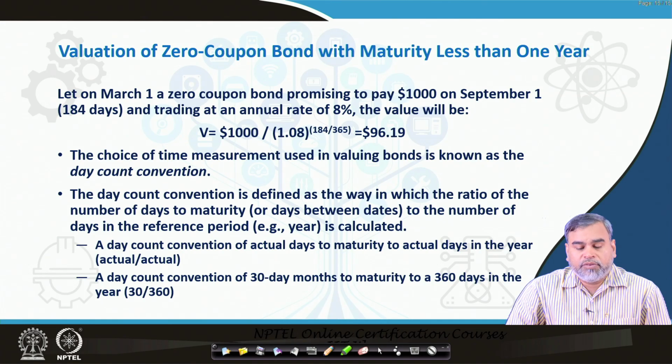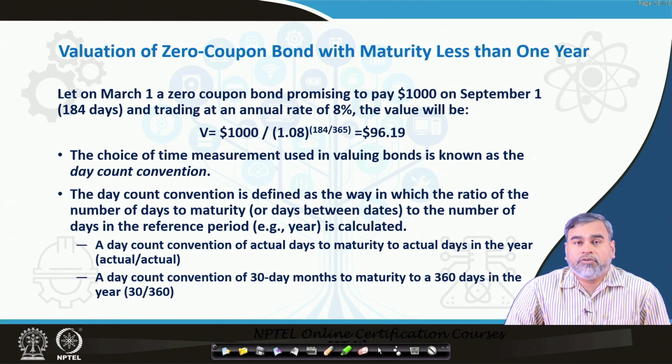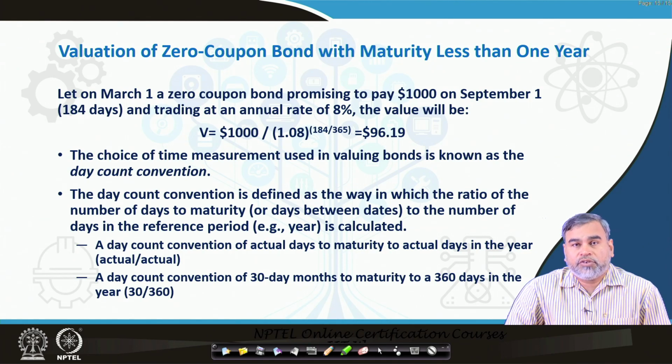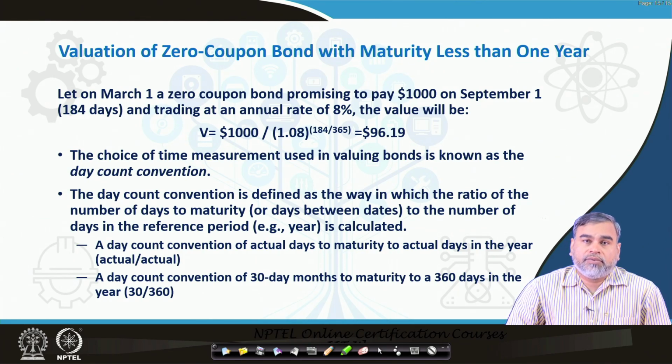So, if the day count convention is actual days to maturity, then it is actual by actual. But if the day count convention is 30-day months to maturity, then we always consider 30 by 360, because 30 days a month means 30 into 12, 360 days in a year. So, whether you go by actual or by 30-day months, the investor has to decide that while calculating the price of that particular bond.